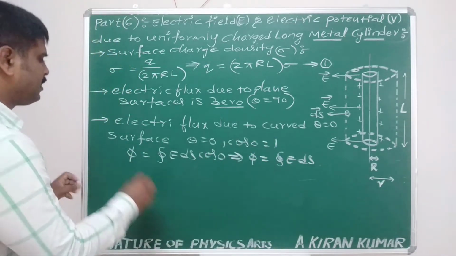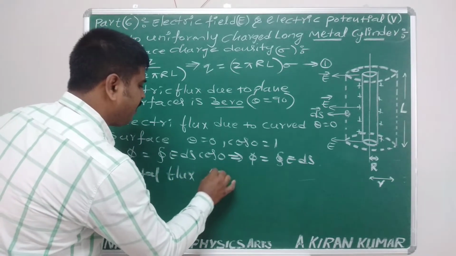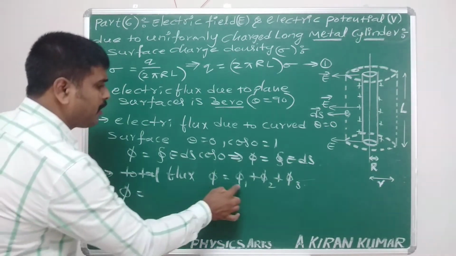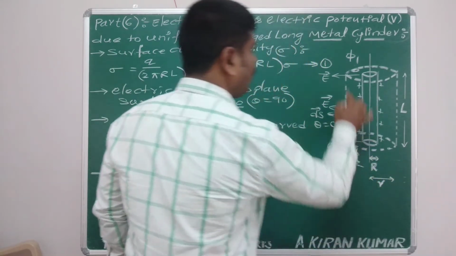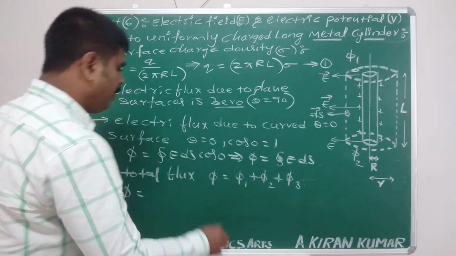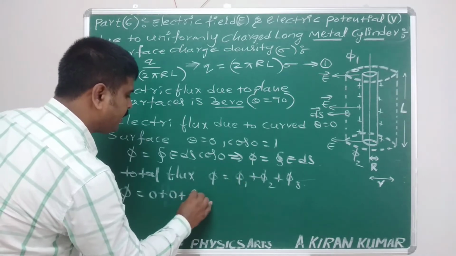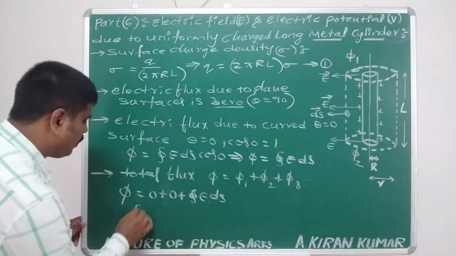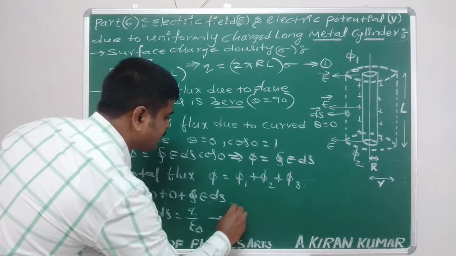Now we can write the total flux. The total flux phi is equal to phi 1 plus phi 2 plus phi 3. Phi 1 and phi 2 are 0 because E bar and ds bar are mutually perpendicular, cos 90 is 0, and 0 into anything is 0. So we get 0 plus 0. Next, phi 3 is the closed integral of E into ds, which is equal to q by epsilon naught. This is Gauss law.